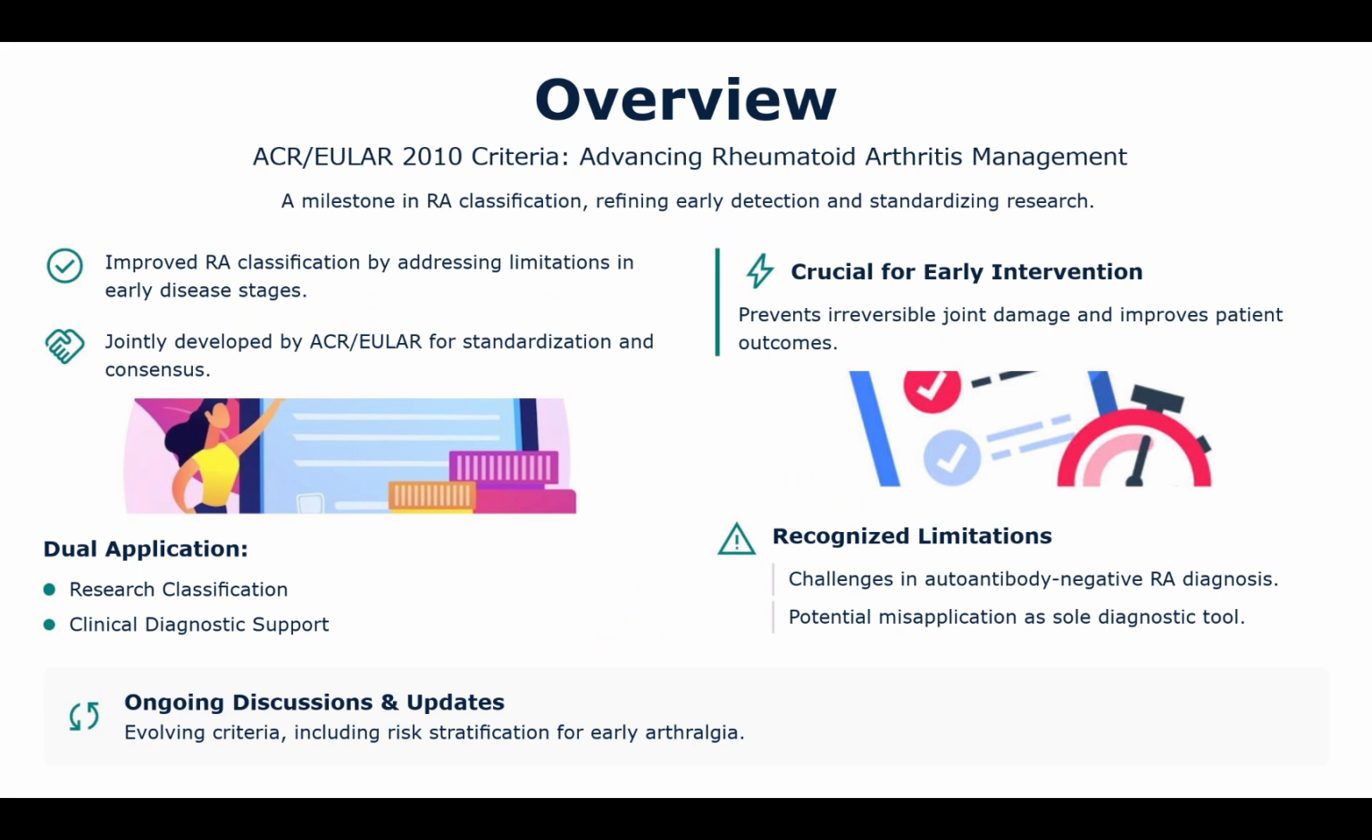Catching rheumatoid arthritis early is absolutely key to preventing irreversible joint damage and these criteria are fantastic for making that happen. However, it is good to remember that nothing's perfect. For instance, rheumatoid arthritis without those specific autoantibodies can still be a bit of a puzzle, and these criteria aren't meant to be the only thing we use for diagnosis. Plus, there are always new things happening, like recent updates on risk stratification, which we'll touch on a bit later.